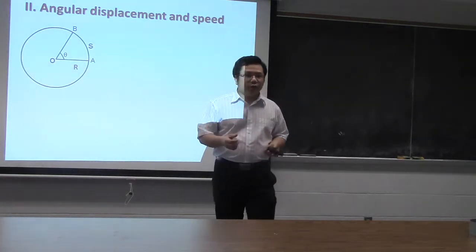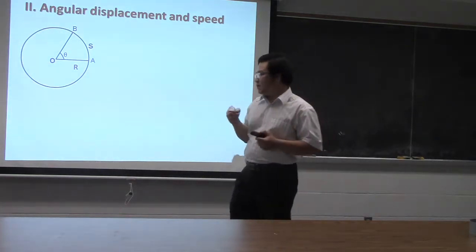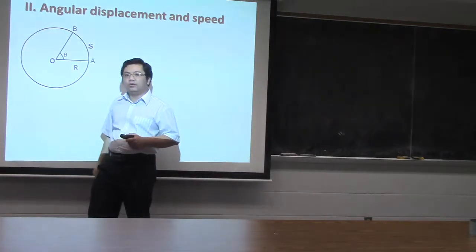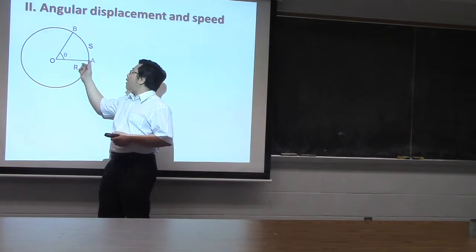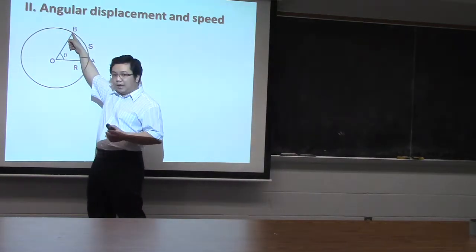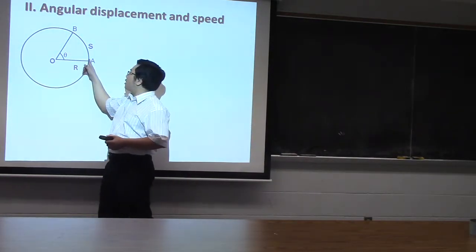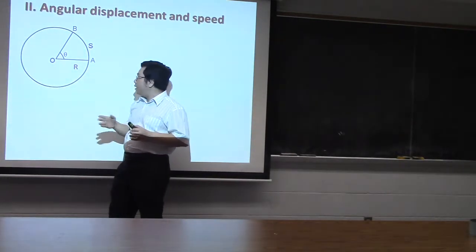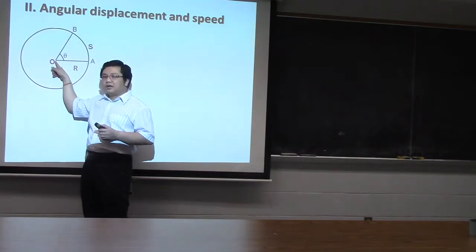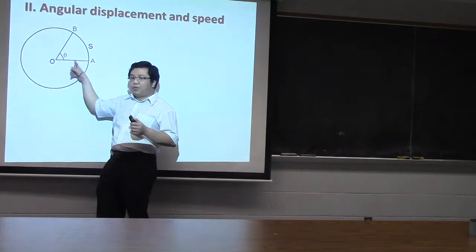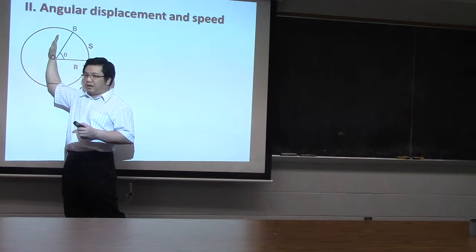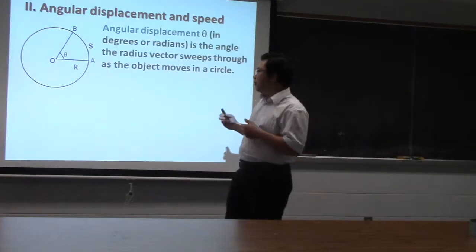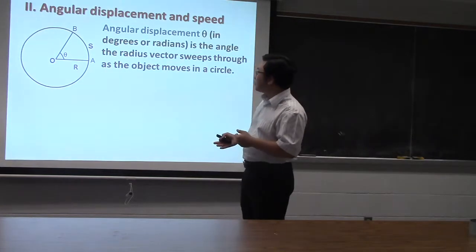Consider an object which can be treated as a point mass that travels on a circle of radius r and center O. It starts from A and travels along this circle to the point B. The total distance it covers along this circle is s. During that time, the radius vector, which is the vector connecting the center of the circle and the point mass, rotates through an angle theta. That angle theta is called the angular displacement of the motion in that period of time.